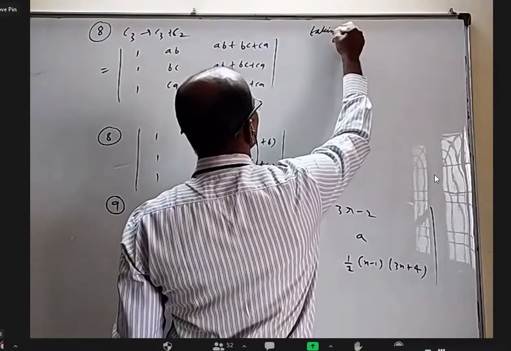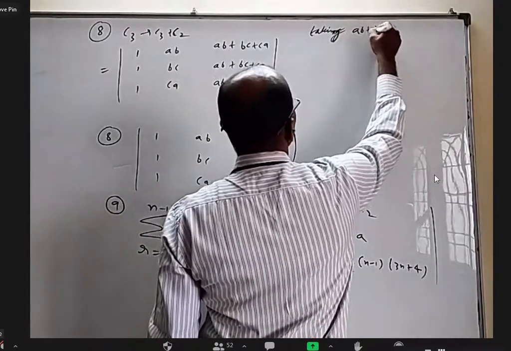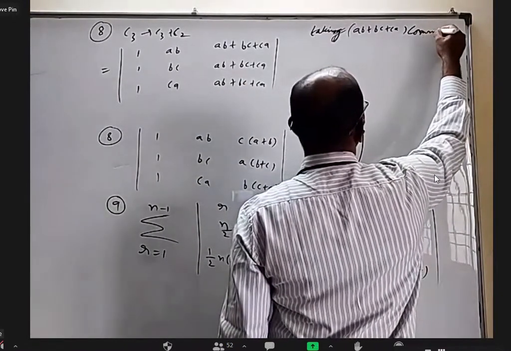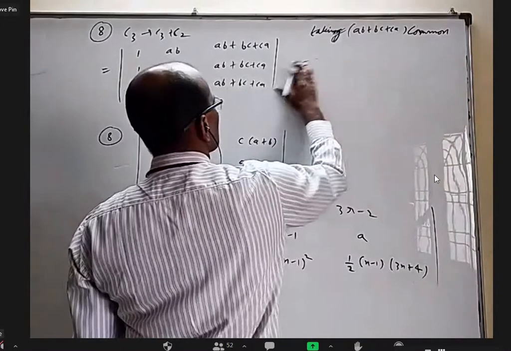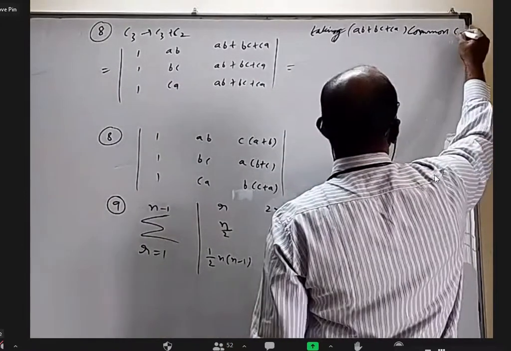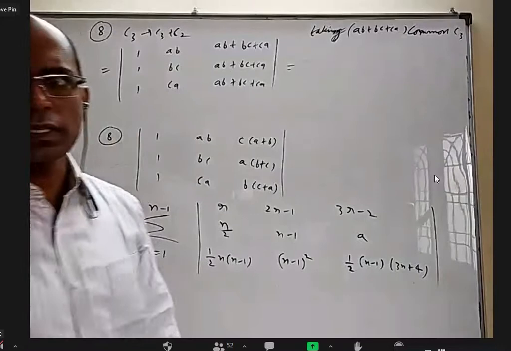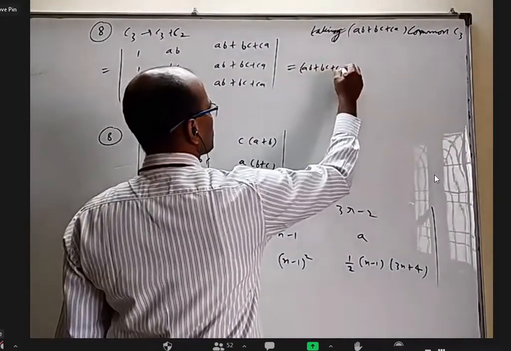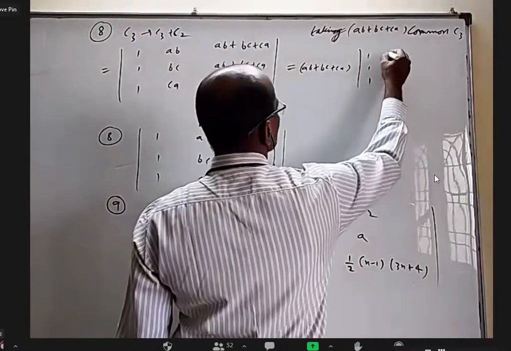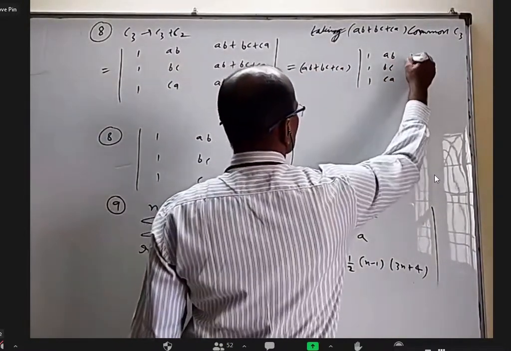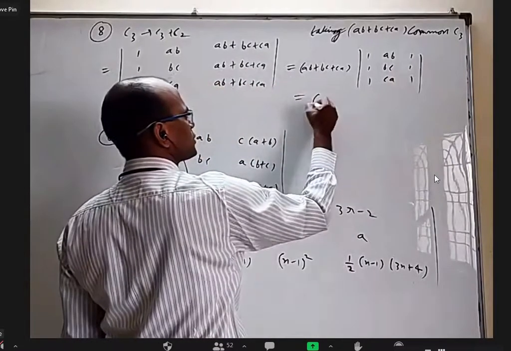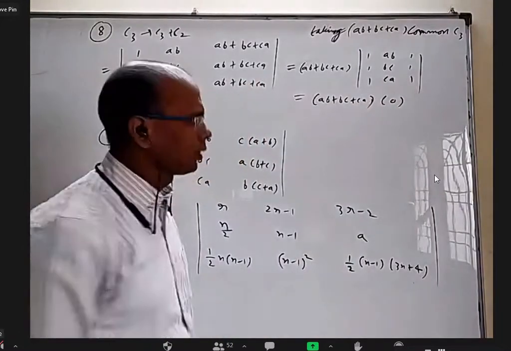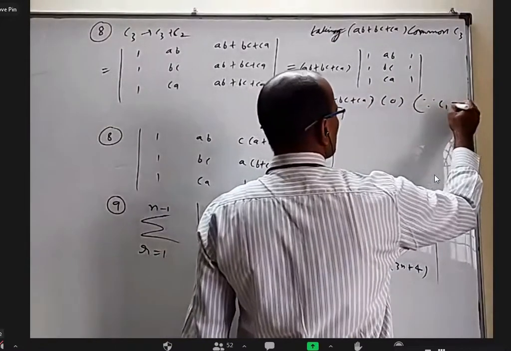Taking AB plus BC plus CA common from column 3, we will get AB plus BC plus CA times 1, 1, 1, AB, BC, CA, 1, 1, 1. Two columns are the same, so it is 0. AB plus BC plus CA into 0, since column 1 equals column 3.